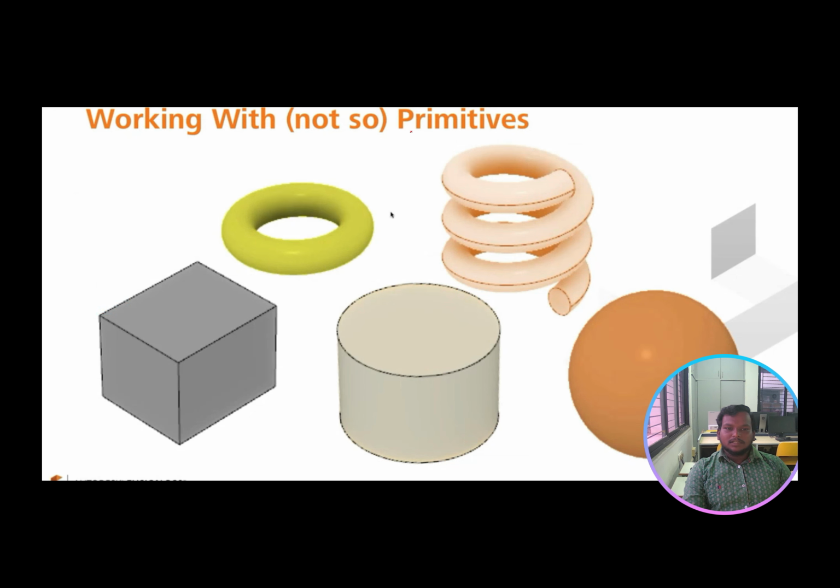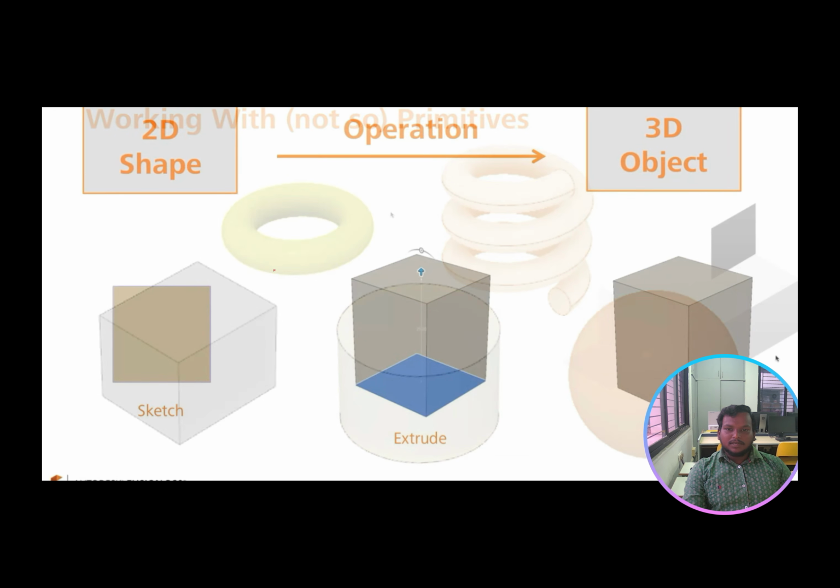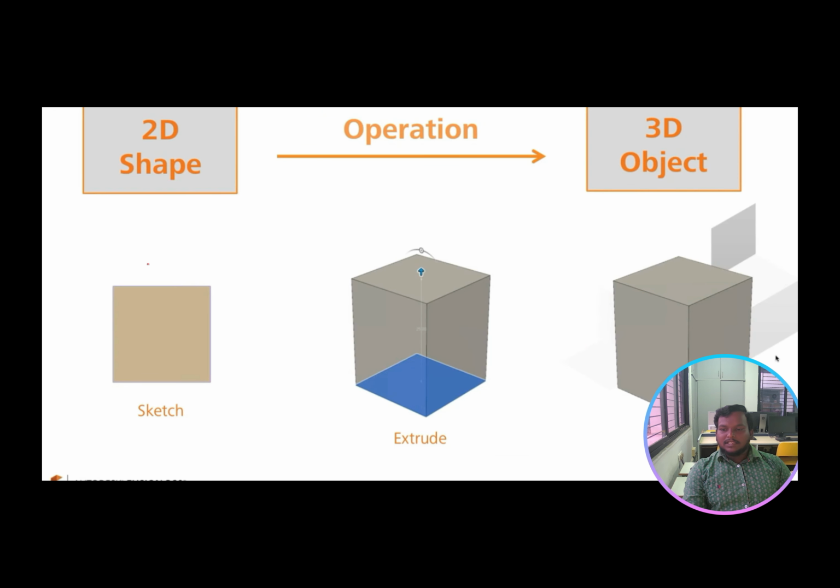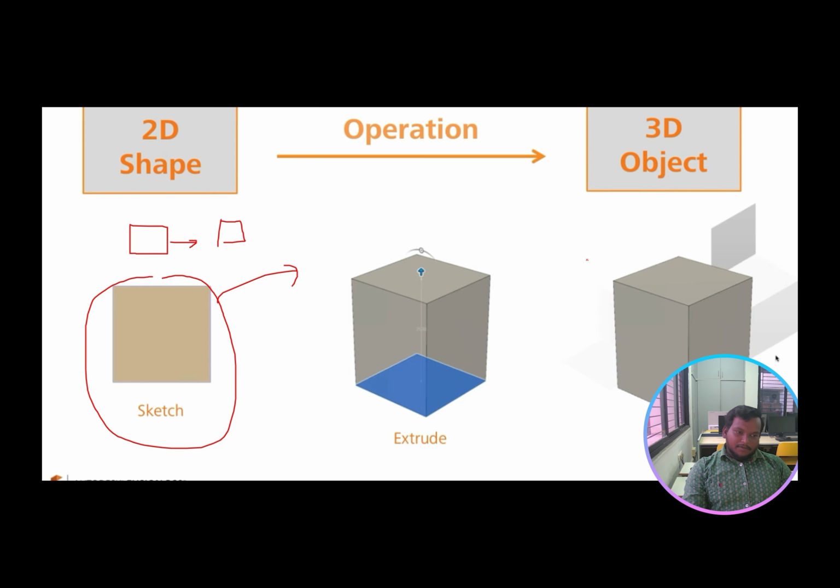So, work with symmetries. Okay, these are the properties. Next, for example, I have a rectangle and I need to convert the rectangle into a cube. For that, I need to draw in the sketch mode. I draw the rectangle, then go to the extrude operation, click on extrude, give the volume, and convert it to a 3D object.